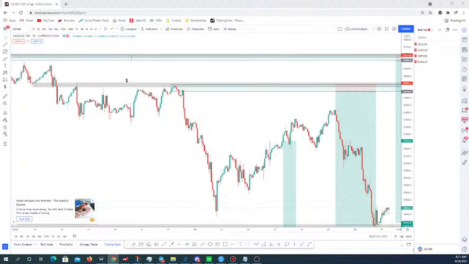Okay, can you guys drop your pairs? What pairs do you want us to look at today? CAD Swiss franc, AUD JPY. Okay, we need two more pairs and then let's see what we can find.